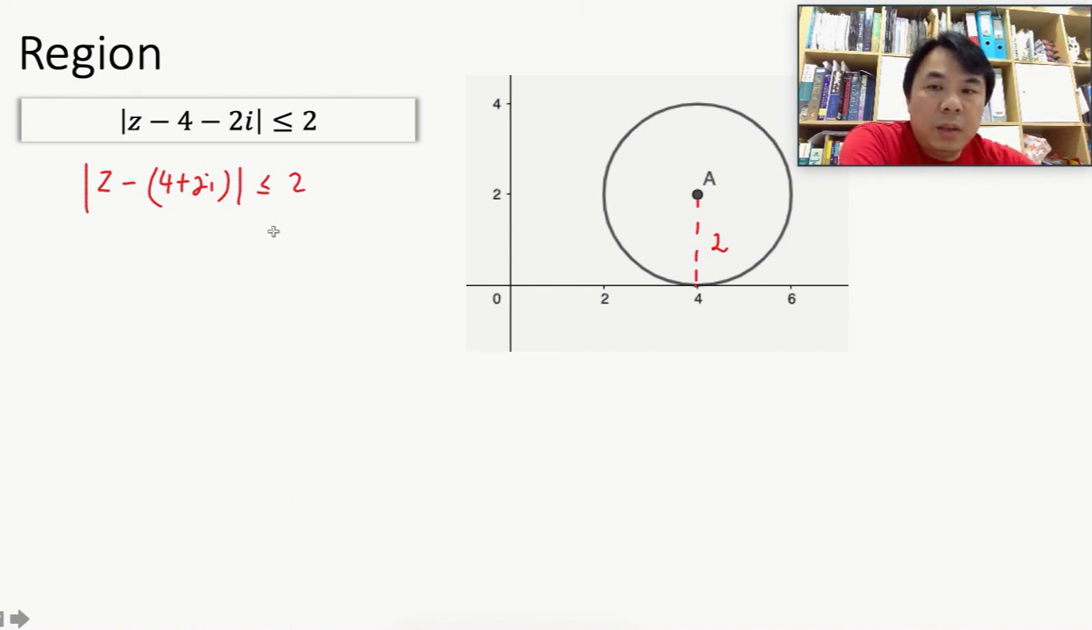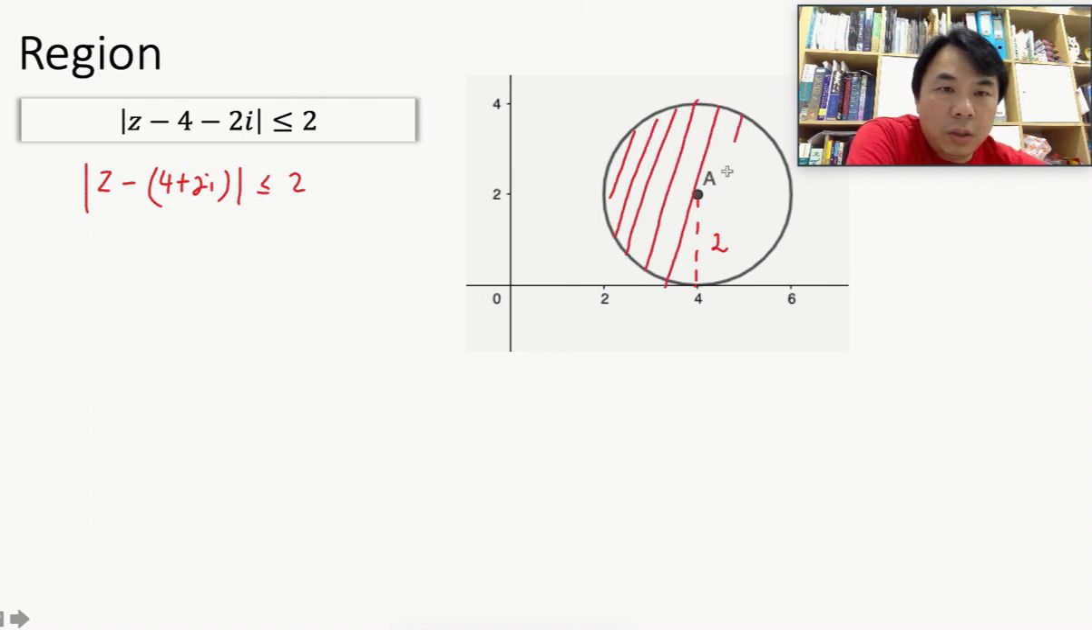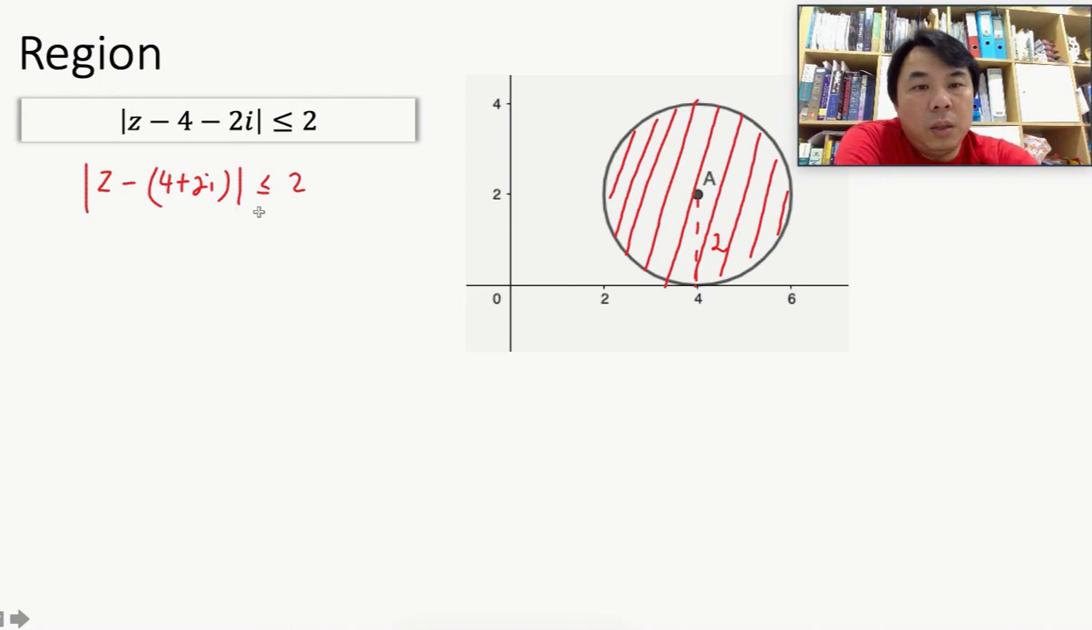So indirectly, this inequality represents the surface that is found in the circle, inclusive of the outline. So therefore, by shading this region, so this whole region is actually representing this inequality. The shaded region represents the solutions to this inequality. Right. Now I hope that is clear for the first one.